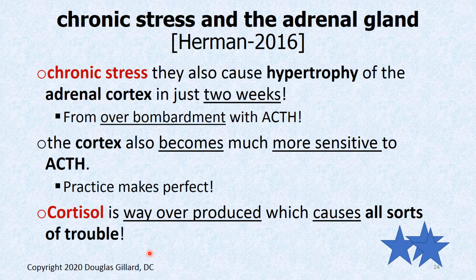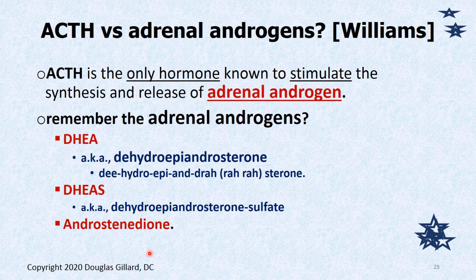The cortex also grows more receptors for ACTH. Or, I'm sorry, the fasciculata cells become very good at binding ACTH, and it over-secretes cortisol that way. Bottom line, in chronic stress, cortisol is way overproduced, and we'll be talking about all the negative sequelae of that soon.